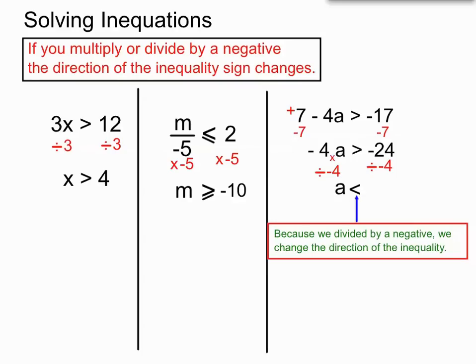On the right hand side we have minus 24 divided by minus 4. Minus divided by a minus makes a plus. And so we end up with a is less than 6.